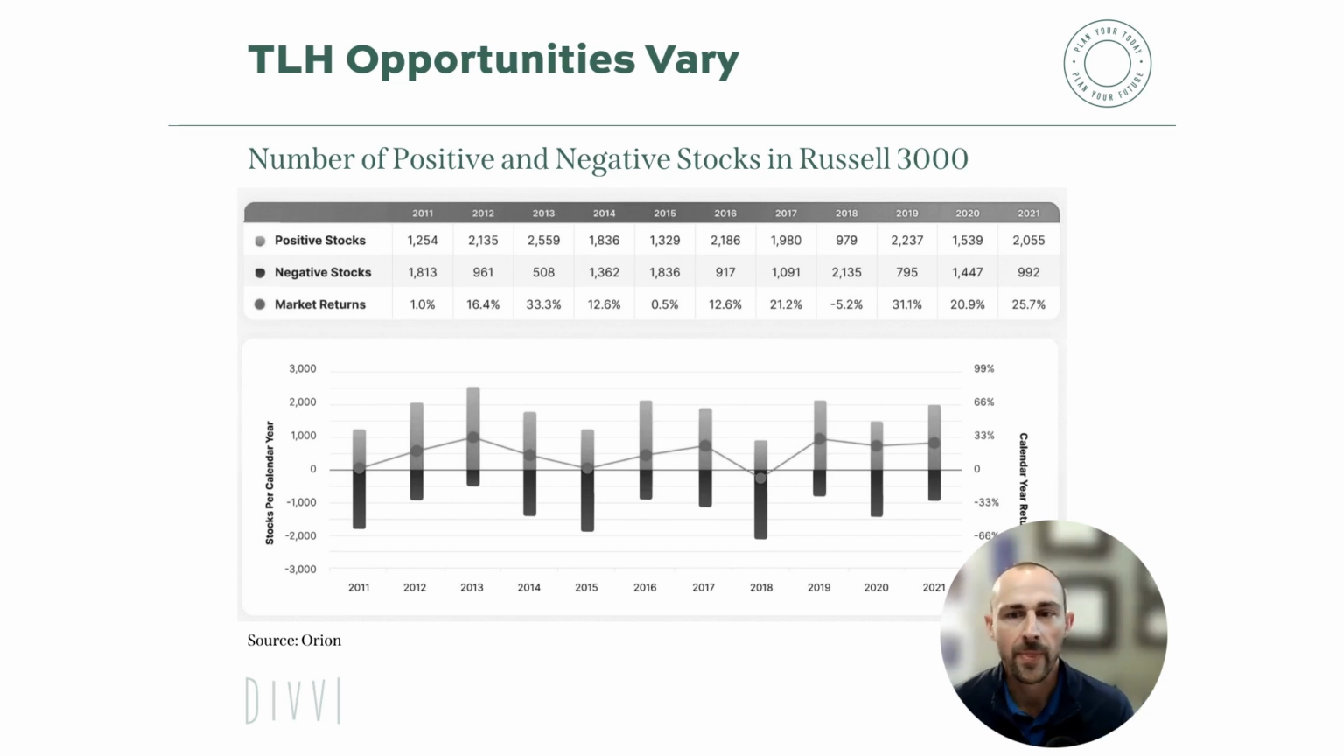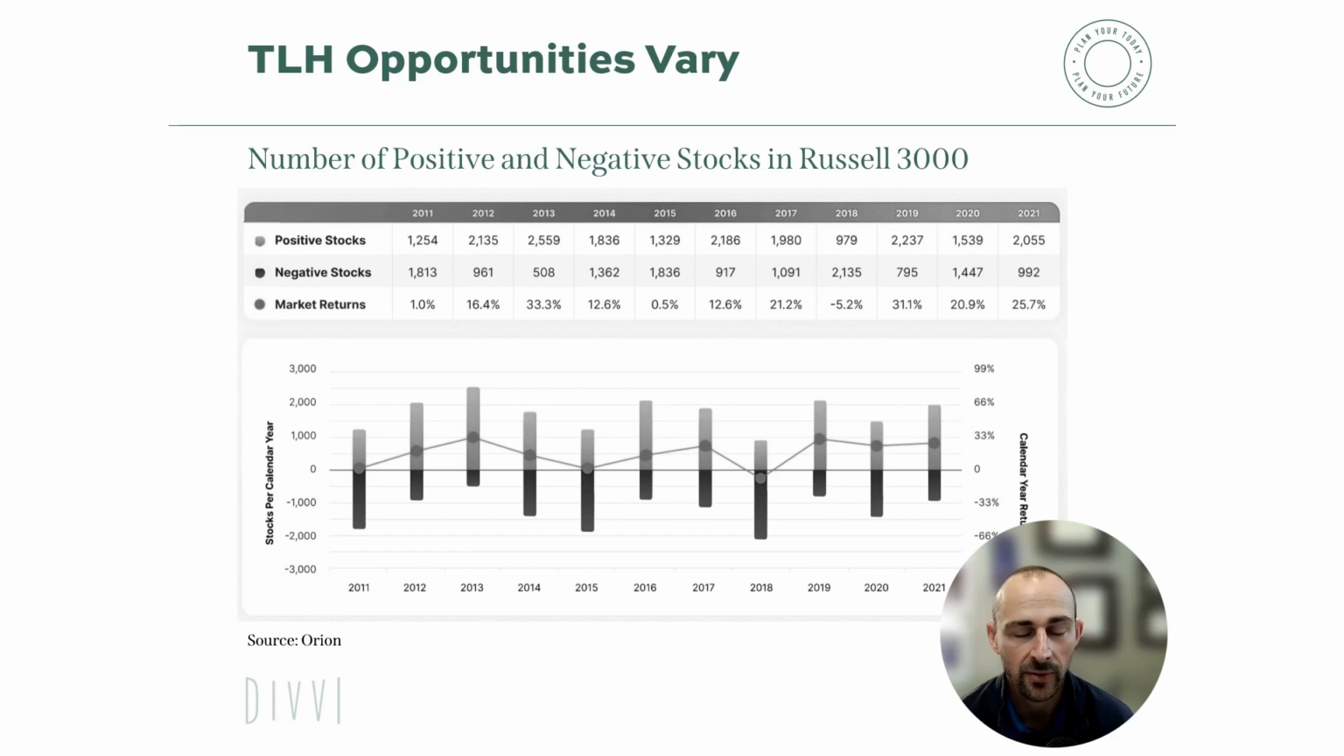So this is from one of our partners, Orion, and they looked at the Russell 3000, which is an index that covers the largest 3,000 companies in the United States. The largest 3,000 publicly traded companies in the United States. And in any given calendar year, stocks are up, stocks are down. You can look at the table at the top of this slide, and you'll see the number of companies in the index that had positive returns, and then in the middle row you'll see the number of companies that had negative returns, and then of course in that bottom row, what did the overall market do?